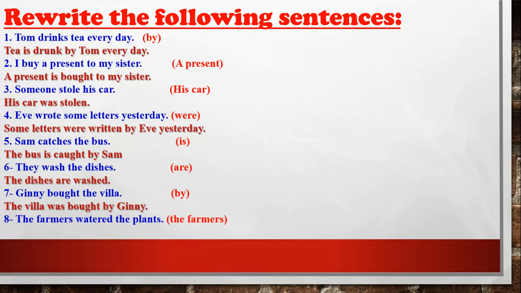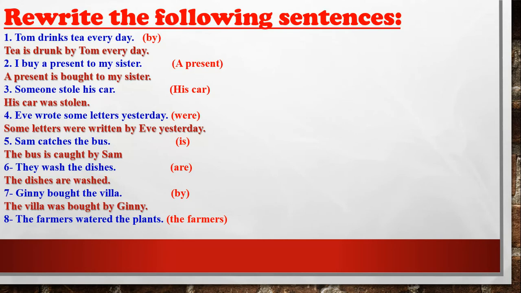Number 8. The farmers watered the plants. Here I won't use the farmers, but look well, the T here is small, so we don't want to start the sentence by using the farmers. So we must change it to the passive. We will start by the plants. So the answer is the plants.